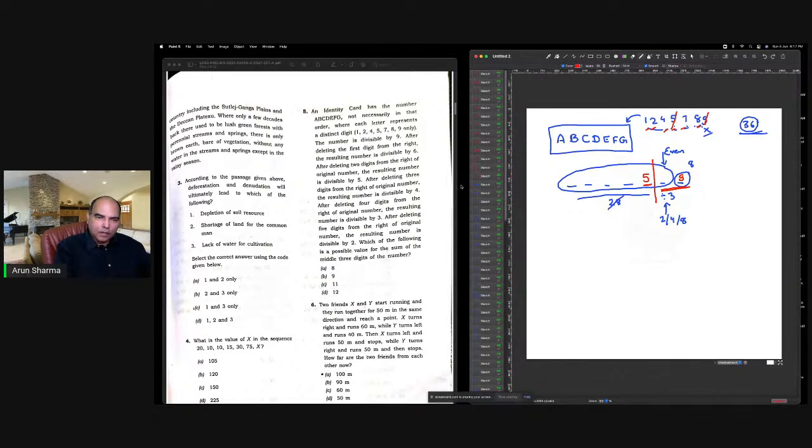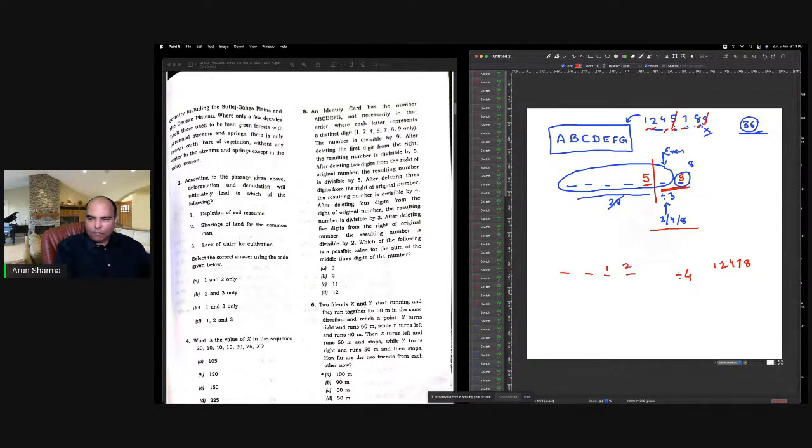Ye fix ho gaya. After deleting 3 digits from the right of the original number, the resulting number is divisible by 4. So that means I'm deleting these 3 digits, so the first 4 digits of the number are divisible by 4. With the digits available for me, which are 1, 2, 4, 7, and 8, I can have multiple values here.